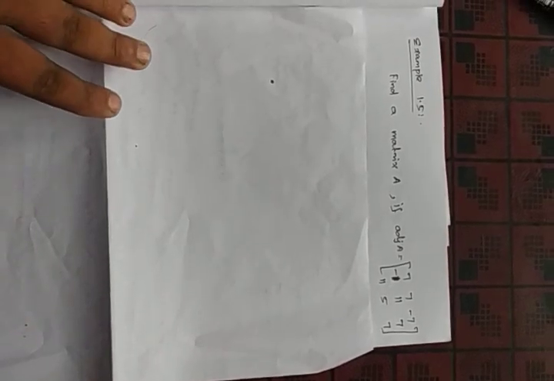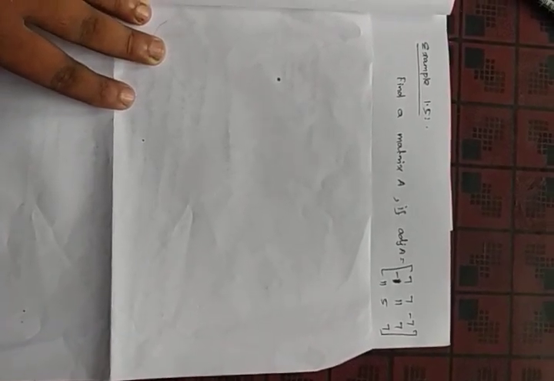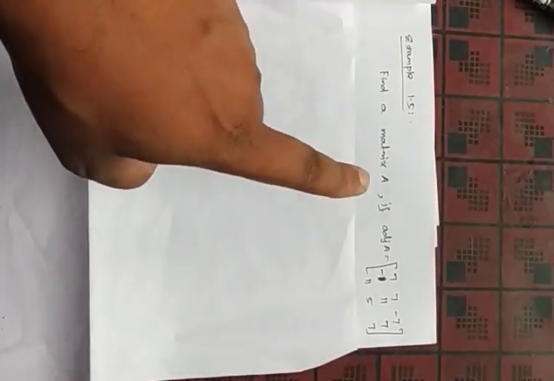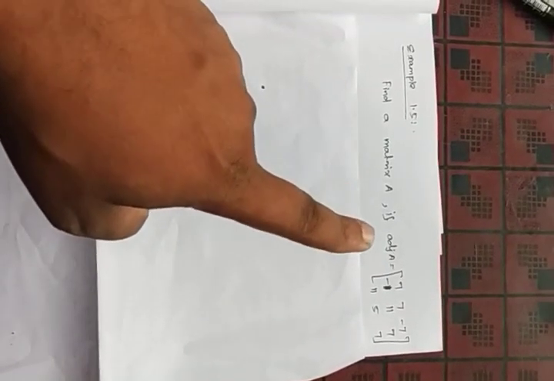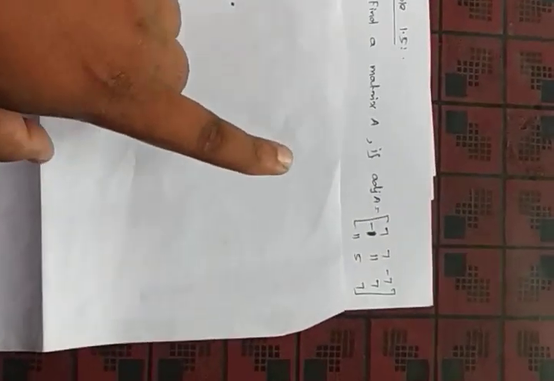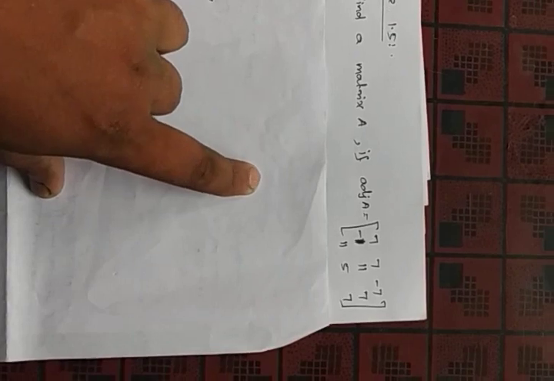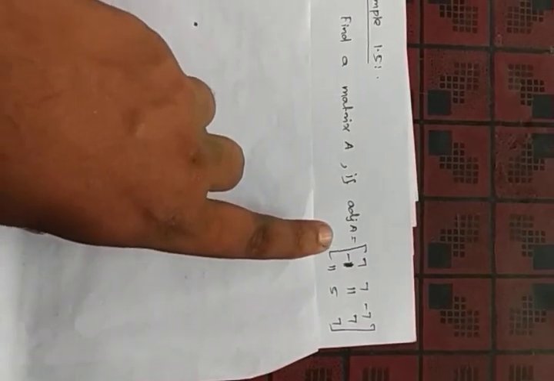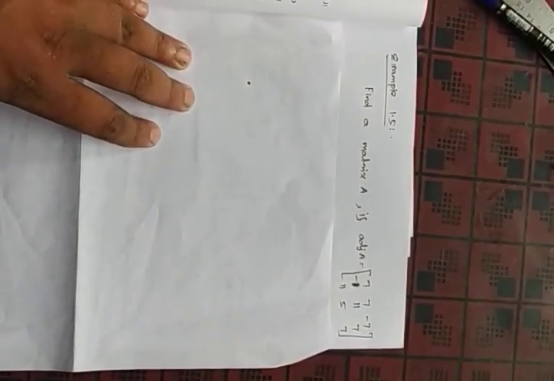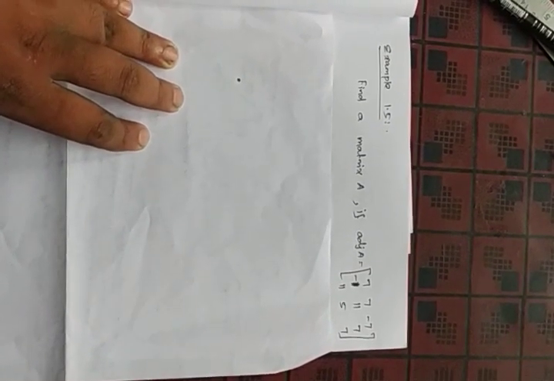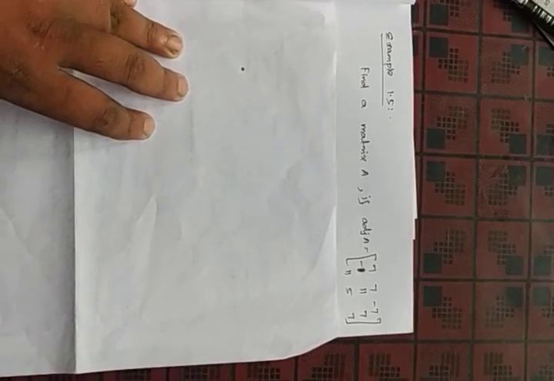Let's see one problem. It's a very important problem. It's from a question we can say. What they are asking: find a matrix A. If adjoint A is given, you need to find matrix A. Adjoint A equals 7, 7, minus 7, minus 1, 11, 7, 11, 5, 7. That's the question we are having. I repeat the question. Find a matrix A if adjoint A equals 7, 7, minus 7, minus 1, 11, 7, 11, 5, 7.